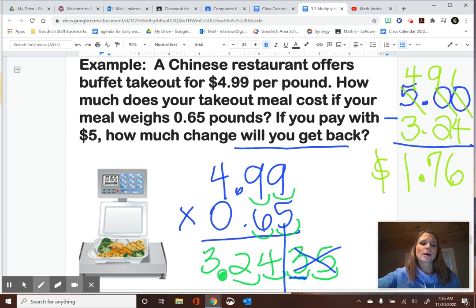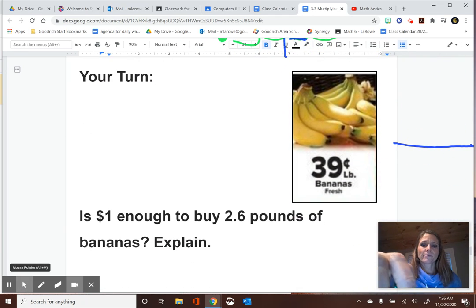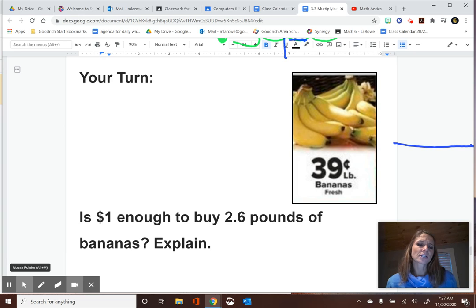We'll give you a story problem to try. Our question for you is, is a dollar enough to buy 2.6 pounds of bananas? Explain how you know. We'll pause the video while you work this problem out.